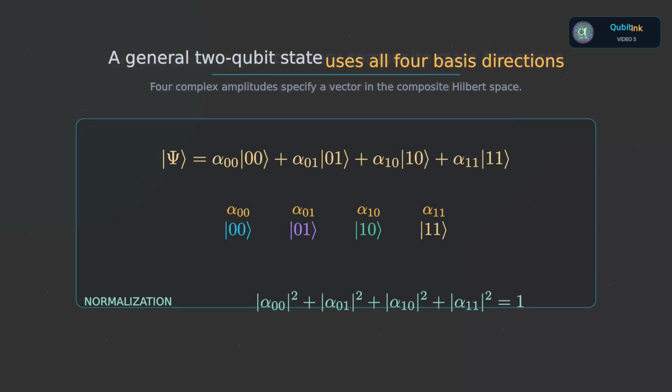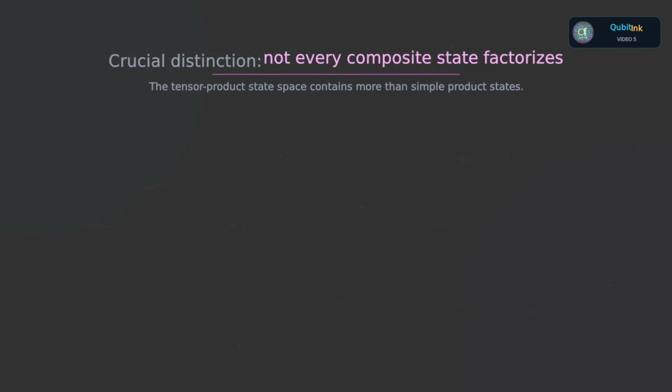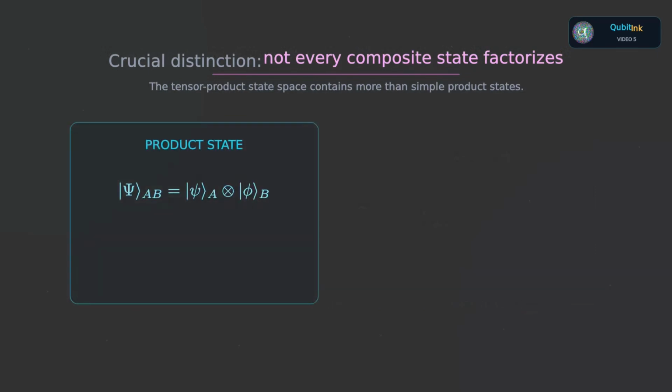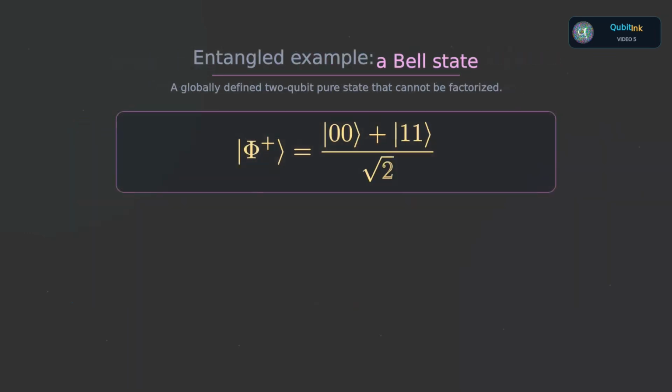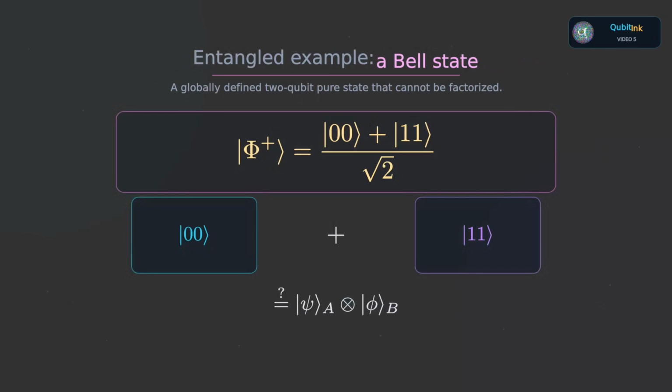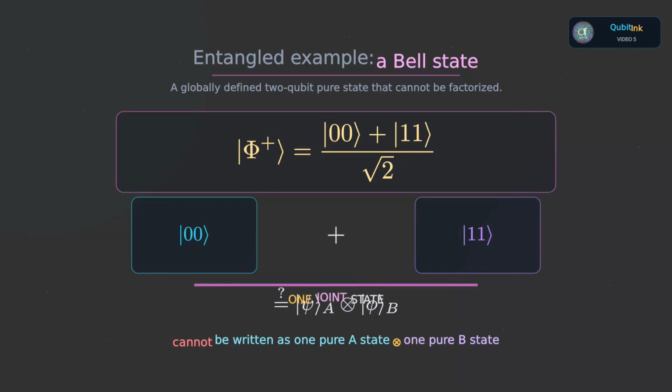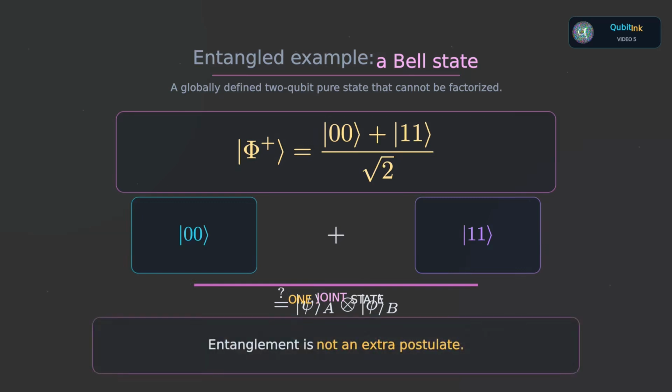At this point, an important distinction appears. Some 2-qubit states can be written as one state of A tensor one state of B. These are product states. But the tensor product state space contains many states that cannot be written in that form. Those states are entangled. A standard example is the Bell state formed from an equal superposition of 00 and 11. There is no single pure state of A and single pure state of B whose tensor product gives this Bell state. The state belongs to the joint system as a whole. This is why entanglement is not an extra mathematical rule added on top of composite systems. It appears naturally because the tensor product space is larger than the set of simple product states.